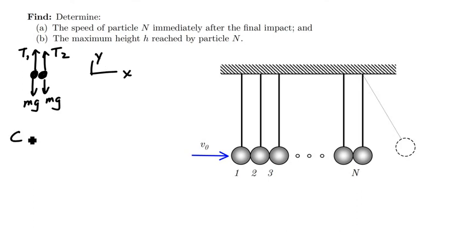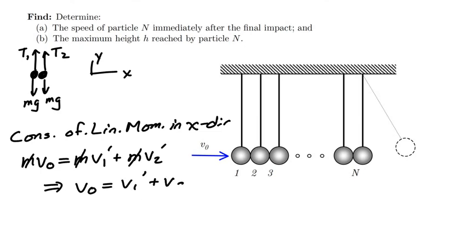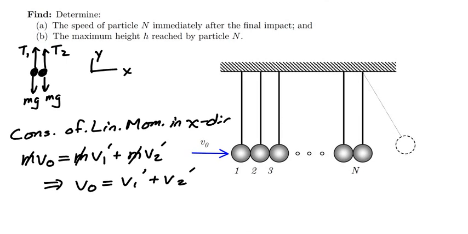So if I look at conservation of linear momentum in the x direction, what I'm going to have here is that m times v0 has to equal m times what I'll call v1 prime. I'll use a prime to designate a post-impact velocity in this problem, plus m times v2 prime. We'll note that the masses cancel here, and so I end up with the result that v0 is equal to v1 prime plus v2 prime. Again, prime denoting post-impact velocities.